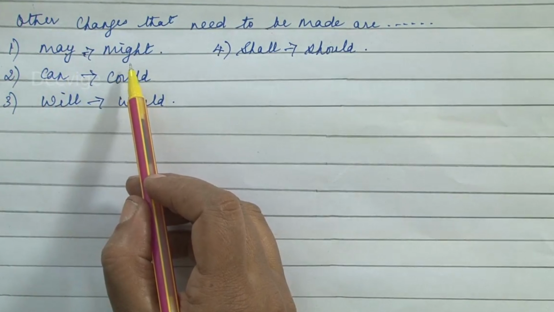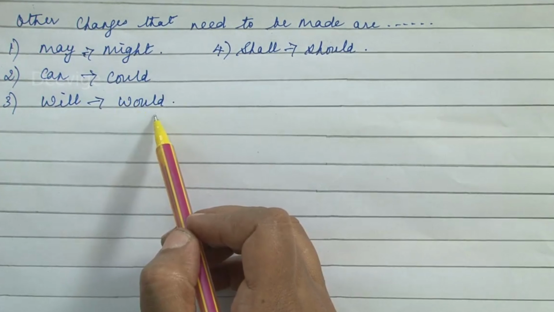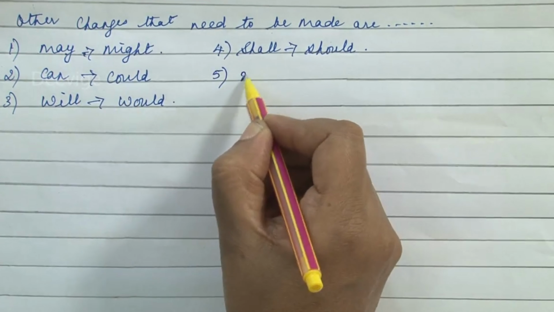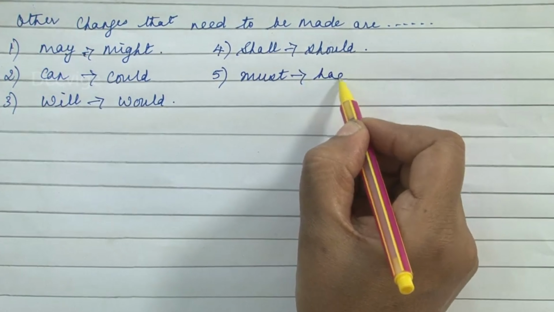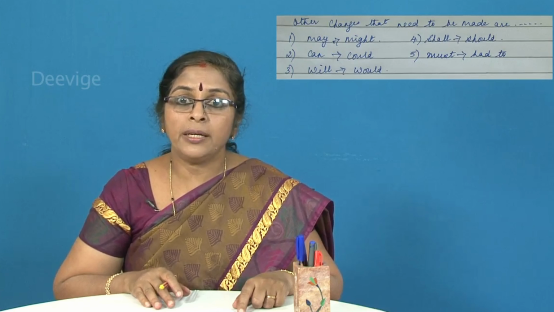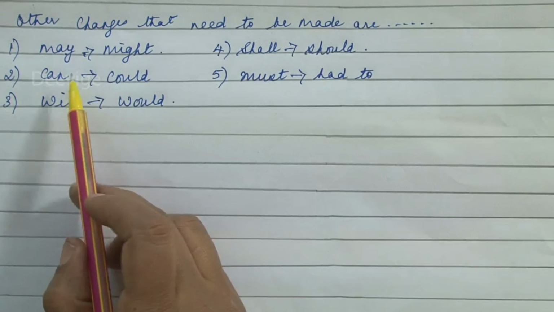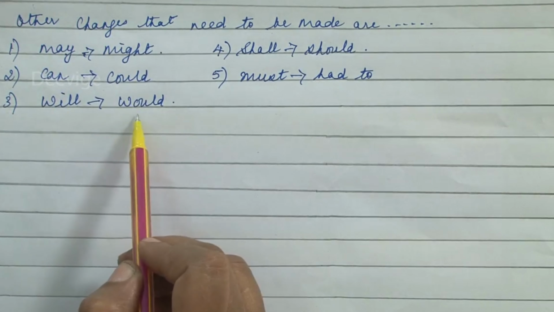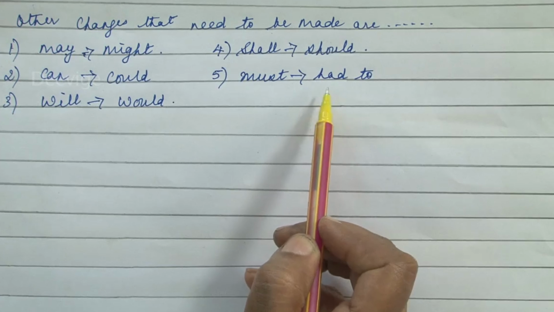I repeat, if the word may appears in the direct speech, that changes to might. What's the spelling of might? M-I-G-H-T. Can will change to could. Will change to would. Shall will change to should. And if you have the word must, also will change to had to. I repeat, so other changes that need to be made while changing the sentences from the direct to the indirect speech are may changing to might, can to could, will to would, shall to should, and must to had to.